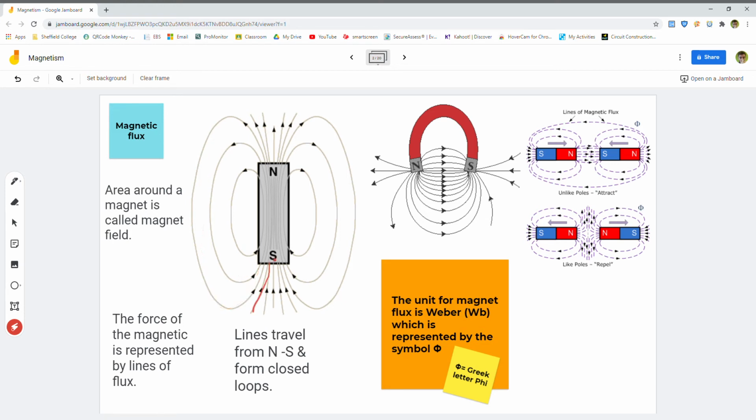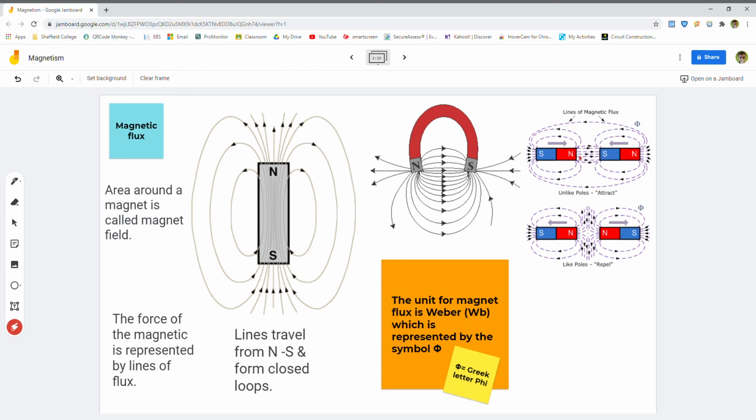But these ones here are not complete, but that's simply because the diagram doesn't show them going all the way around. They do form closed loops. This is a bar magnet, and you can see how the lines of flux work here. And this is our horseshoe magnet, and you can see how these lines of flux work here. These lines of flux are where the magnetic field can be felt. The more lines of flux there are, the stronger the magnet.